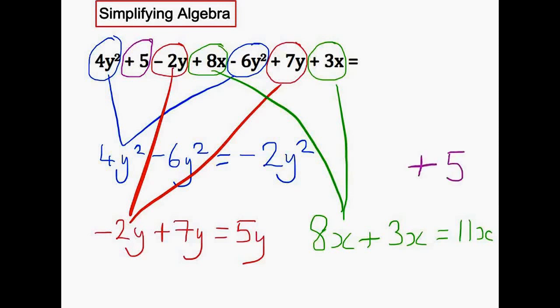Now I can put all of the simplified parts of the expression together to get a final simplified version. So I have 5y, I have plus 11x, I have take away 2y squared, and I have plus 5. And that is the simplified version. It's a simpler way of writing the original expression that we were given.